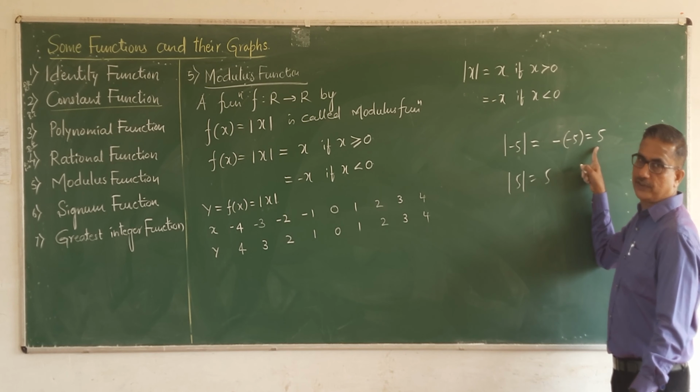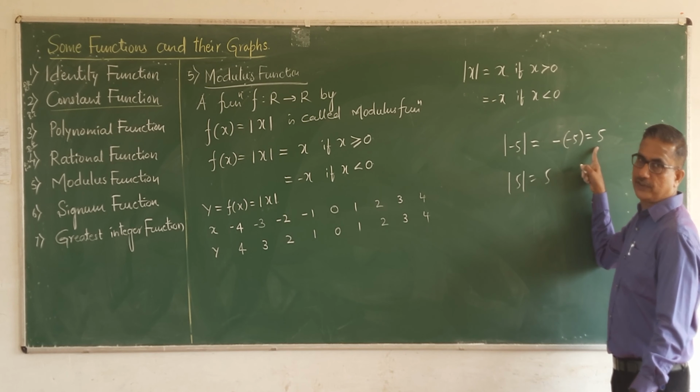Okay. Now write the domain and range. Domain is set of all real numbers. X value, negative value, positive value, all are real number. But range is only positive number. So range is set of all non-negative real number. Okay? Non-negative real number is only positive real number.